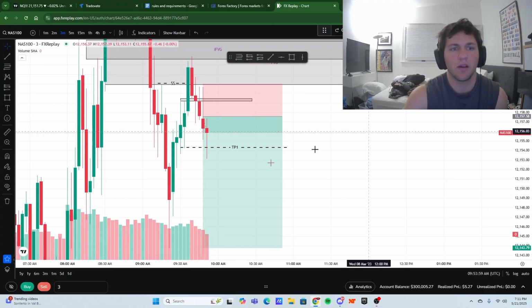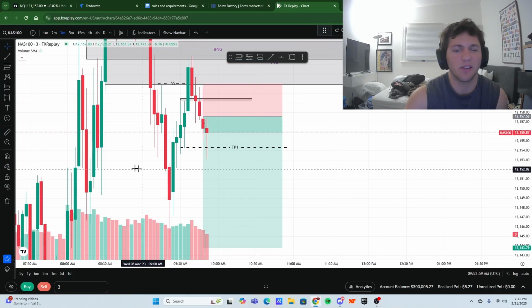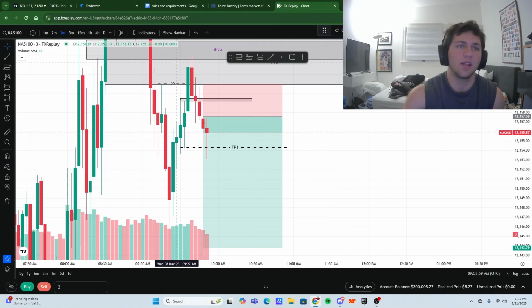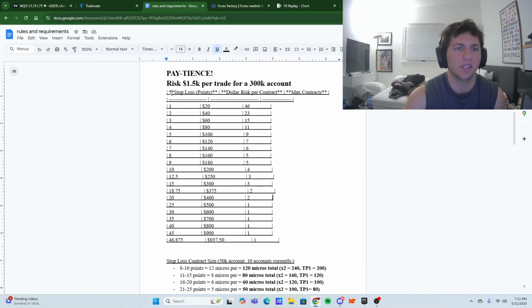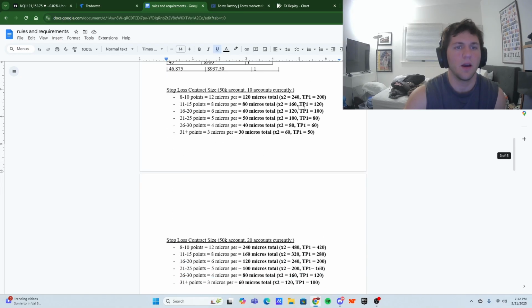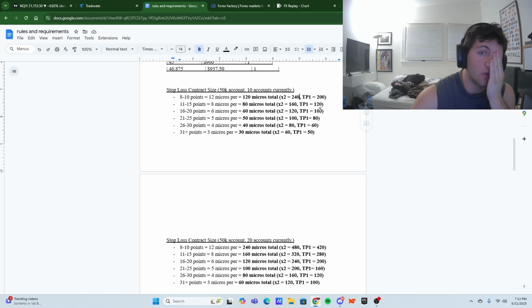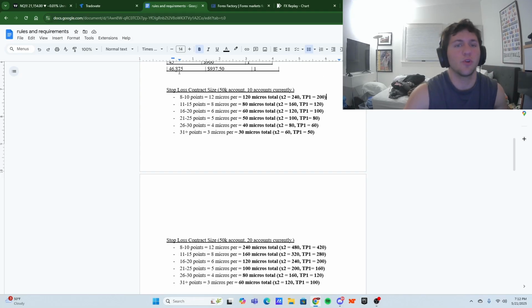So let's see. Usually on TP1, by the way, I'm taking out like 75% of my position. Anywhere like that. If you go here, this is my risk for 300K. If I have my 10 accounts right now, on my TP1 I'll be trading 240 micros total because it's 24 per account. Crazy risk, I know. And I'll take out 200 at TP1, which would be 20 per account. So 20 of my 24 micros are out at TP1.